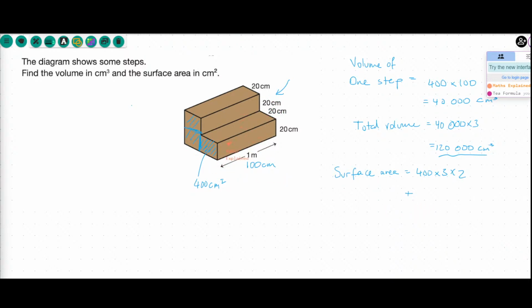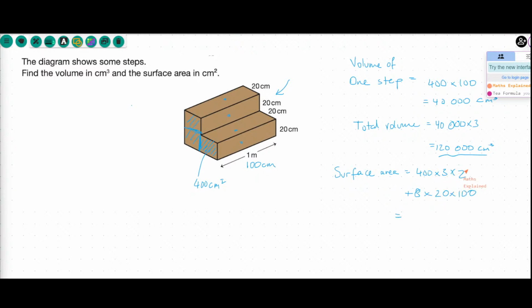Then let's add on 1, 2, 3, 4, 5, 6, 7, 8. Lots of those rectangles. On the bottom, there'll be 2 more. And then on the back, there'll be 2 more. So there's 8 of those rectangles, which have dimensions 20 by 100. So that's 8 times 20 times 100. And then we just need to do this calculation.